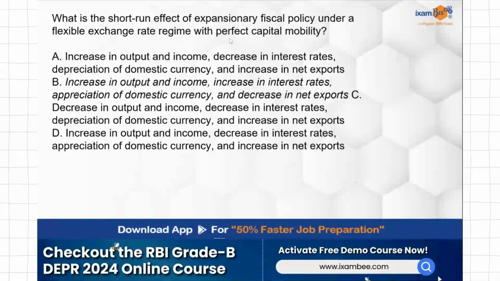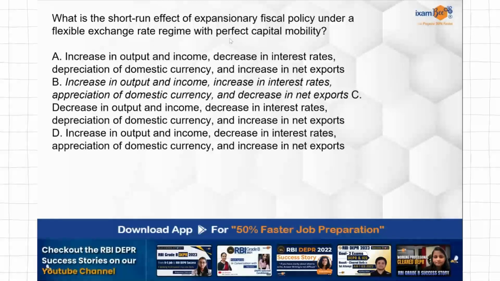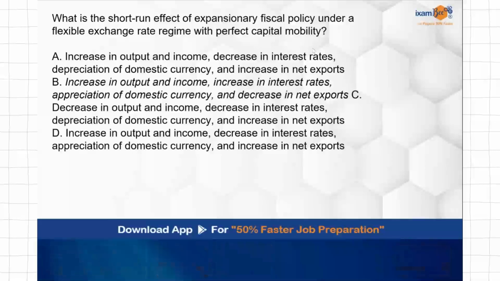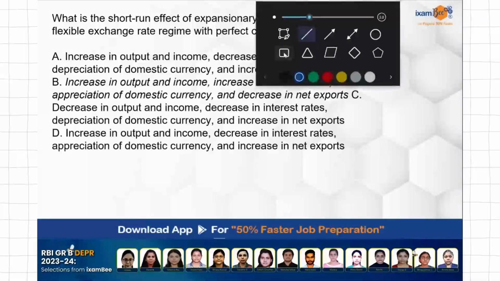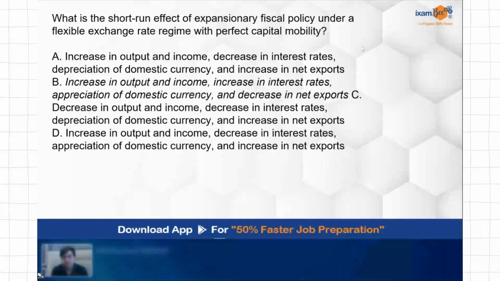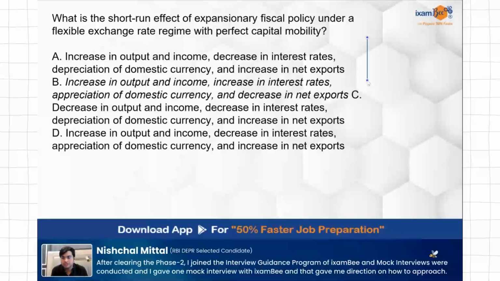Okay. Now, what is the short run effect of expansionary fiscal policy under a flexible exchange rate regime with perfect capital mobility? Again, a question related to the Mundell-Fleming model, right? We have an expansionary fiscal policy under a flexible exchange rate regime with perfect capital mobility. So let's draw this and let's understand what the question is saying.